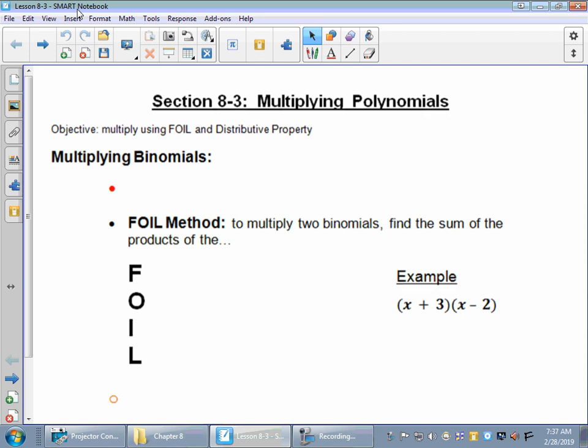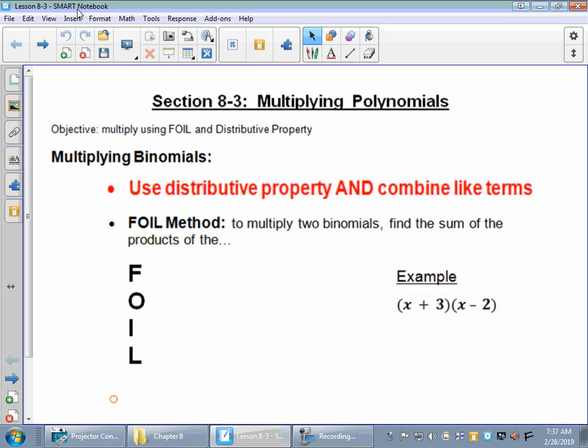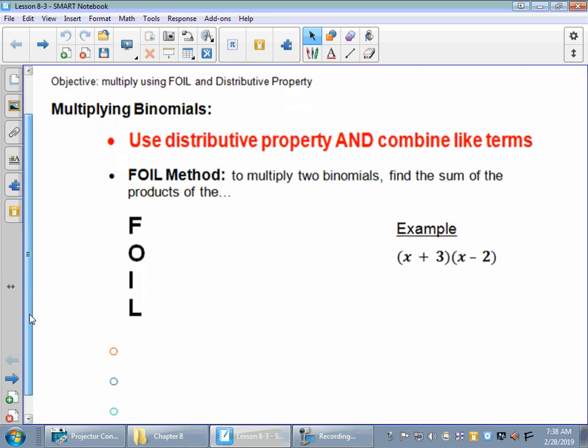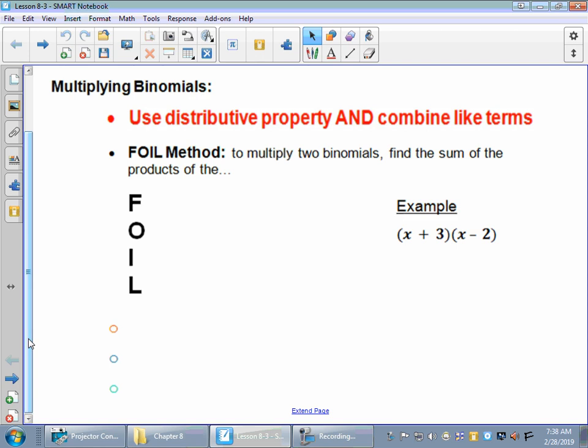FOIL is just a little shortcut or a little acronym to help you remember how to distribute when we're multiplying binomials. So first with binomials, what we're looking to do is use the distributive property and combine like terms. Distributive property should be no surprise to us. We know what we're doing, taking anything outside of parentheses and multiplying it by what's inside the parentheses. Well, problems you're going to see are down here like this example with two sets of parentheses. These are what most of the problems are going to look like.